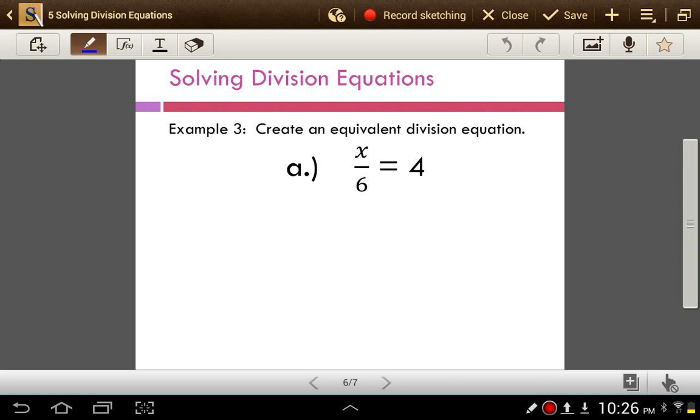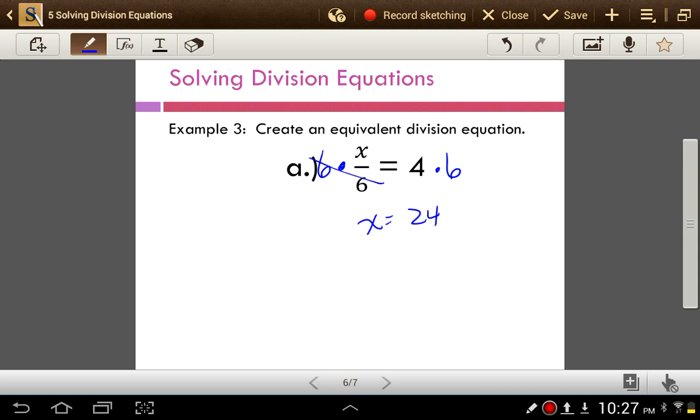In example 3, this is our creating part. I want to create equivalent division equations. So in order to do that, I need to first figure out what x represents, because when I write my equivalent equation, I need it to represent the same amount. So again, I have x divided by 6, so I'm taking my variable and dividing by 6, so the inverse is going to be to multiply by 6. Multiply both sides by 6, and I get x equals 24.